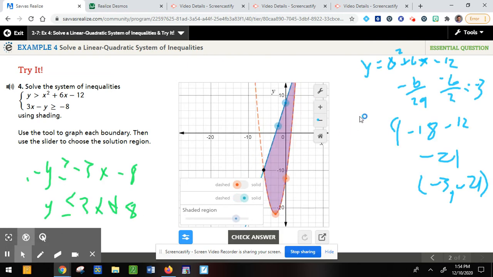All right, so the first thing I did was I took the quadratic function, figured out the vertex, was at -3, -21. Then the y-intercept's at -12. So I plotted the vertex, then just plotted the y-intercept at -12. It is dashed. The line, I put in slope-intercept form, got 3x plus 8, so y-intercept at 8.